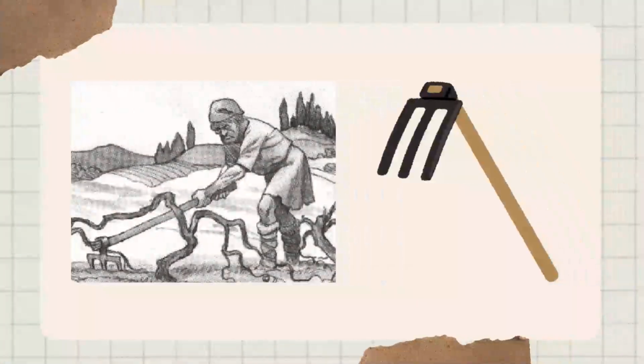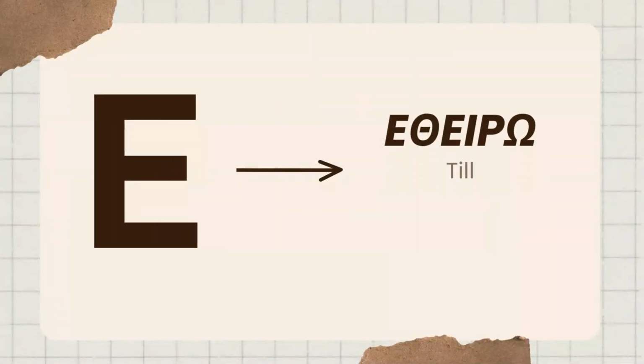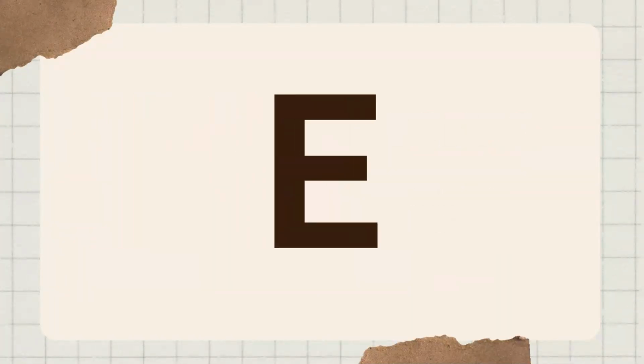If we think of the three prongs of the tool used to till the soil, we can associate the letter E with the Greek word etairo, which means to till, to cultivate, or to rake. In any case, this letter E has nothing to do with the Phoenician E, which represented the interjection he.